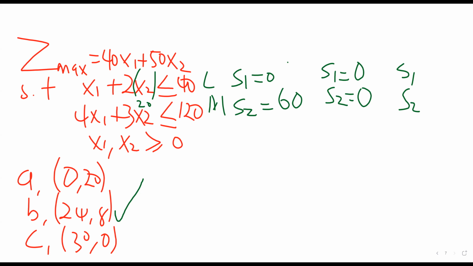Coordinates of C. Yes, Abeku. Yes, so for C, we have the coordinates 30, 0. So for the first constraint, the slack will be 10. And the second one, the slack is 0. Excellent, very good. That's also 2 marks for you there.